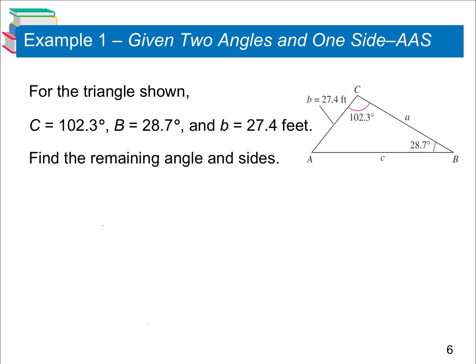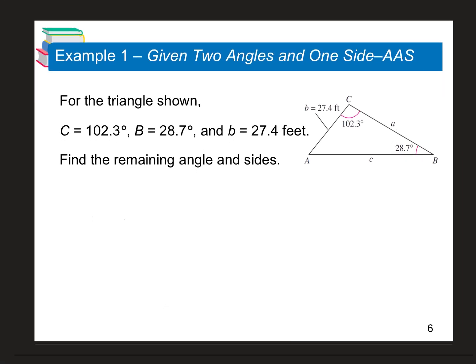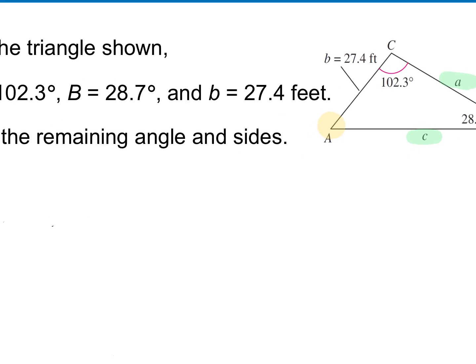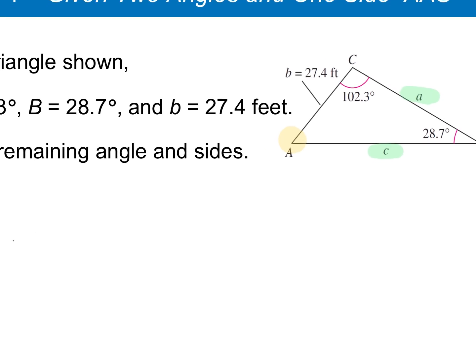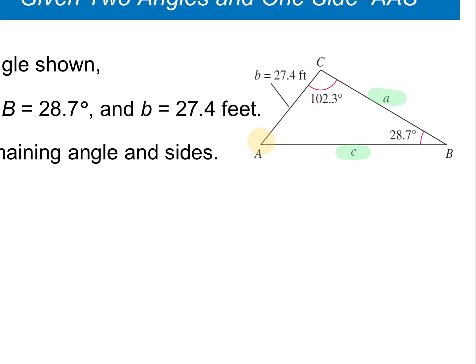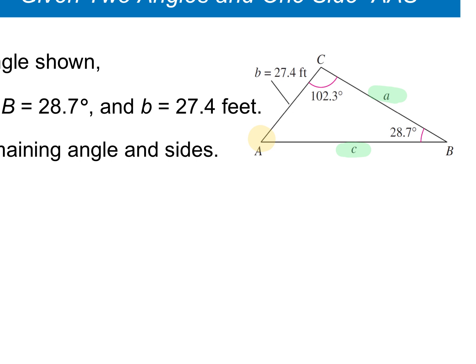All right, you have an example like this, and it's going to say either find the remaining angles and sides, or it's just going to say solve the triangle. So you have to figure out, first of all, what you're looking for. All right, what are we looking for here? We need angle A, right? We need side C, and we need side A. You guys agree? Okay, well, how can I figure out what angle A is? How many degrees are in one whole triangle? 180. So if I know one angle has 102.3 and one has 28.7, can I figure out what the missing one is? Yes, you're going to take 102.3 plus 28.7, and get what?